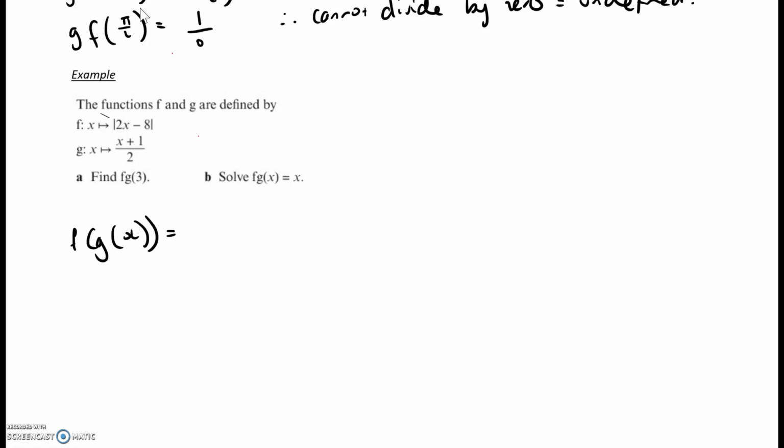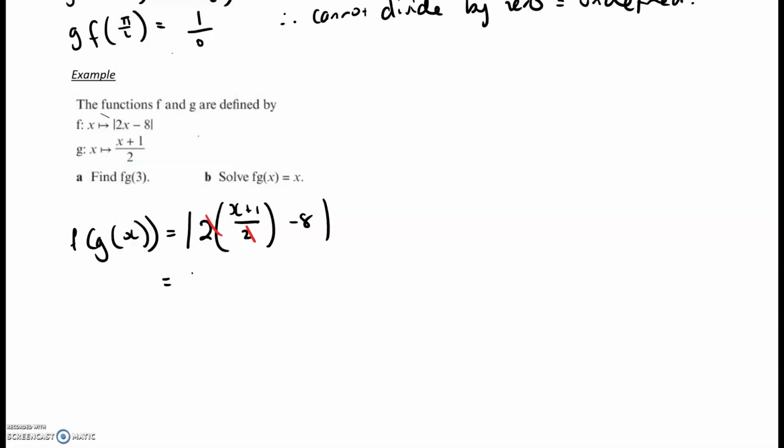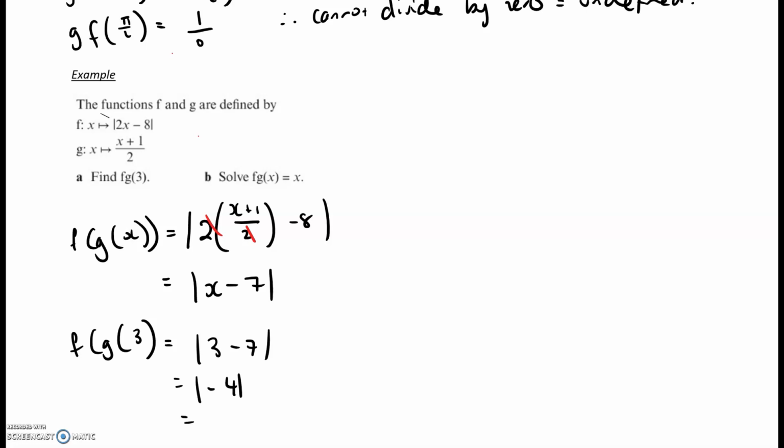f of g of x, I've got the absolute value of 2 lots of x plus 1 on 2, minus 8. I'm going to simplify this a bit because I've got a divide by 2 and a times by 2 here, so I can cancel these out. And I'm left with the absolute value of x plus 1 minus 8, which is x minus 7. So f of g of 3 is the absolute value of 3 minus 7, which is negative 4. And because we're taking the absolute value of that, that's then positive 4.